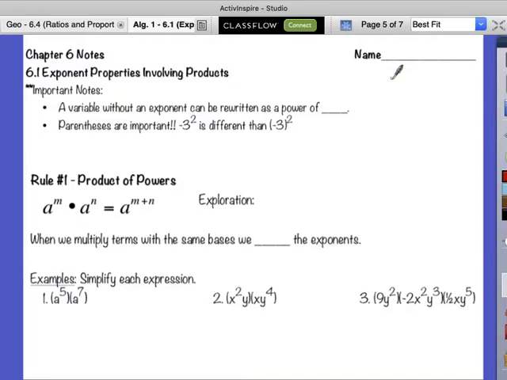It doesn't say exponents rule, okay? Although they do. It's just saying, hey, here are rules for how to do them.